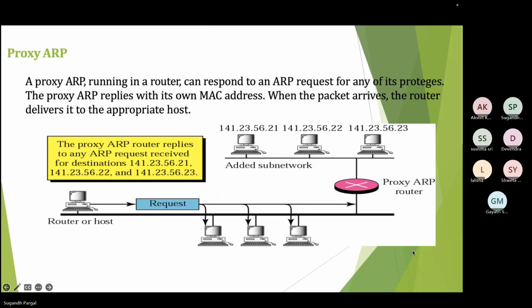So now we have a term called proxy ARP. A proxy ARP running in a router can respond to an ARP request on behalf of its protégés. So the proxy ARP replies with its own MAC address. When the packet arrives, the router delivers it to the appropriate host thereafter. So we have the request, and the proxy ARP router replies to the ARP request received from this destination with multiple destinations. So it acts as a proxy ARP in a router, which handles the ARP request for multiple systems that are present in that particular subnetwork.